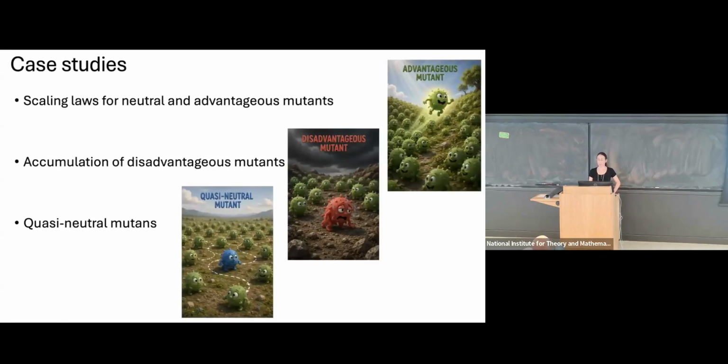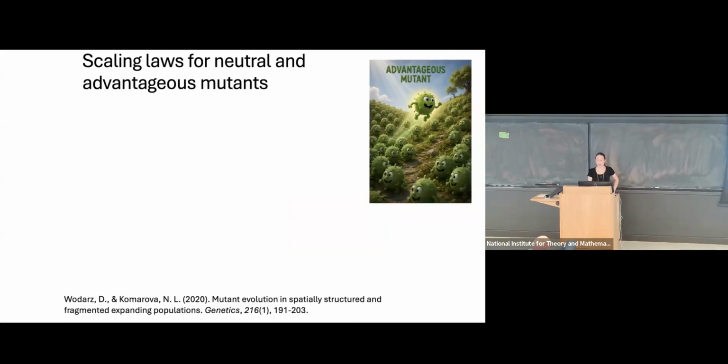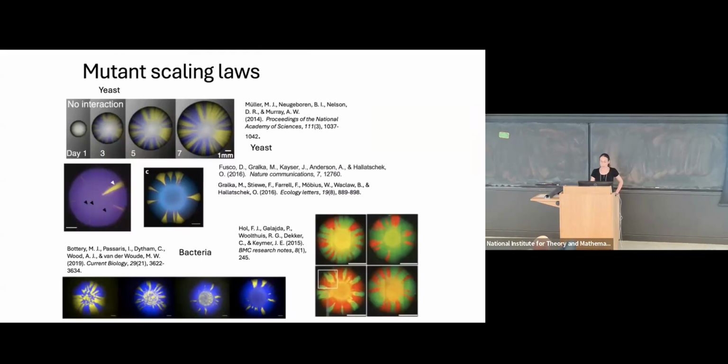So today I want to talk about 3 case studies that are all very recent and some unpublished, that go through various scenarios and show what else happens in space compared to what happens in well-mixed populations. The first story will be about scaling laws for neutral and advantageous mutants. The second story is about accumulation of disadvantageous mutants. And the third story is about quasi-neutral mutants, and I'll tell you what that is. Scaling laws for neutral and advantageous mutants.